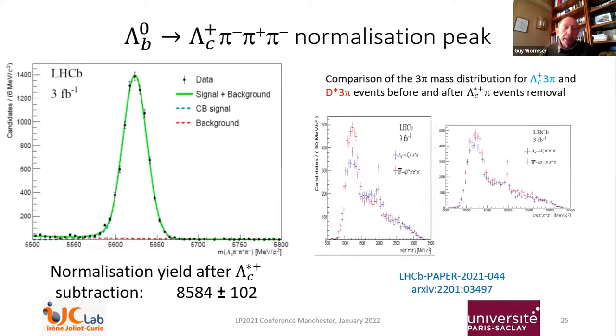So here is the lambda c 3 pi peak. You see it is quite clean. And after suppression of this lambda c star component, we have a total of 8,584 signal events. And you can see here on the right that if you compare the 3 pi mass, that is the dynamics of the system, in lambda b to lambda c 3 pi to B to D star 3 pi, you have basically exactly the same distribution, which means we are dominated by lambda c a1, in good agreement with the factorization.